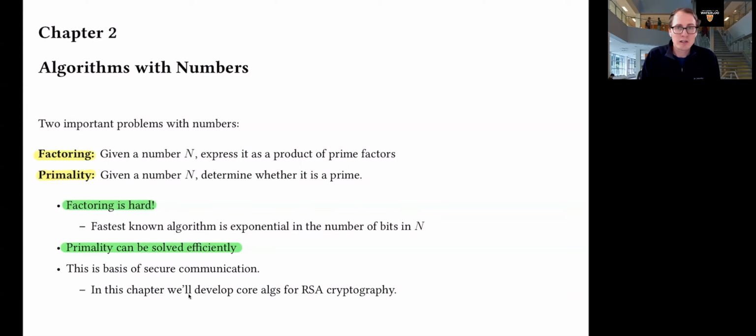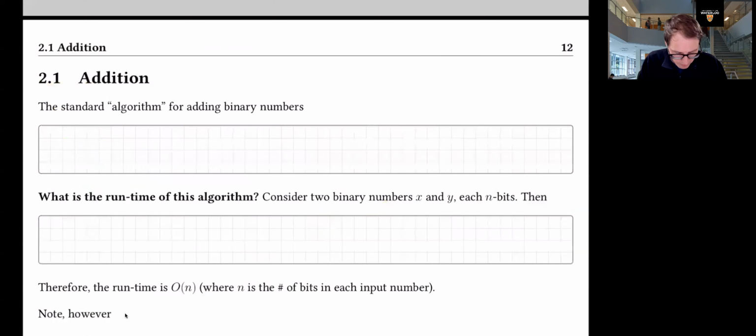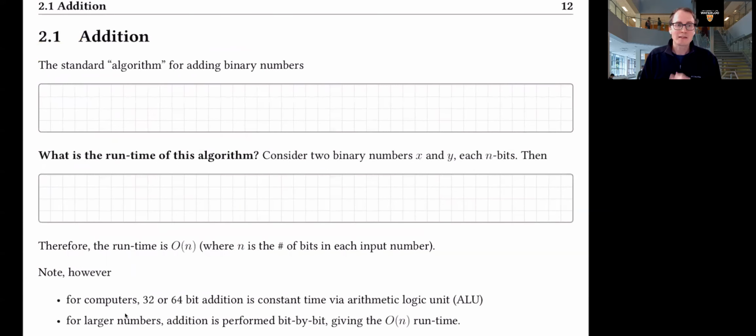Secure communication relies on this kind of duality, that it's easy to do one of these things and hard to do the other. In this chapter, we're going to build up all the basic algorithms, and at the end of it, we'll be able to present RSA cryptography, which is an application of algorithms with numbers. So you're going to have to hold tight a little bit as we develop a bunch of core algorithms, and then at the end, we'll put them all together to show how RSA cryptography works. So let's begin at the start and consider addition.